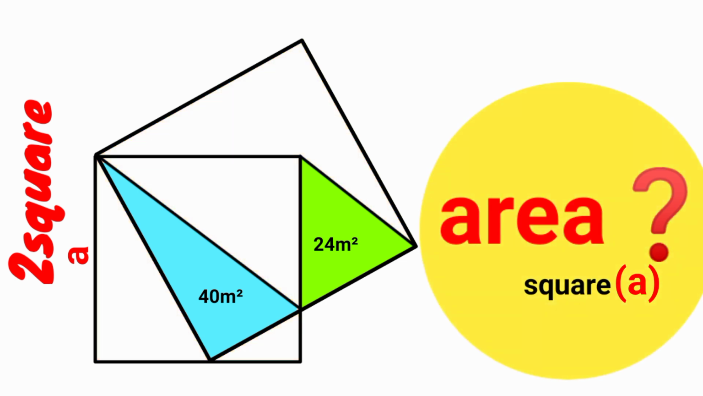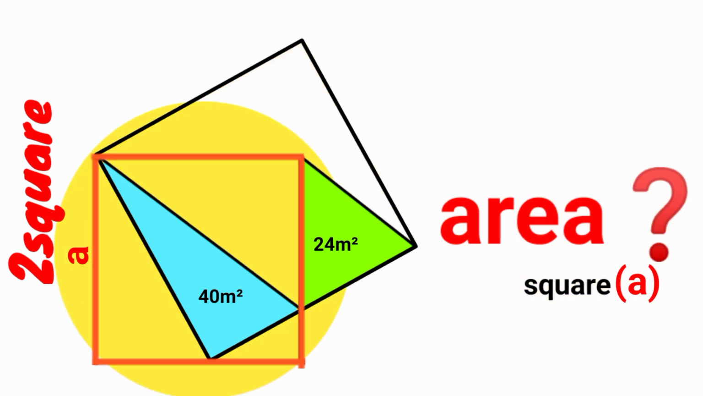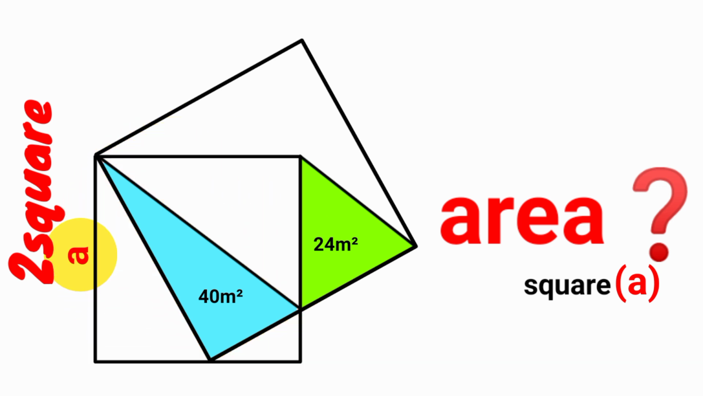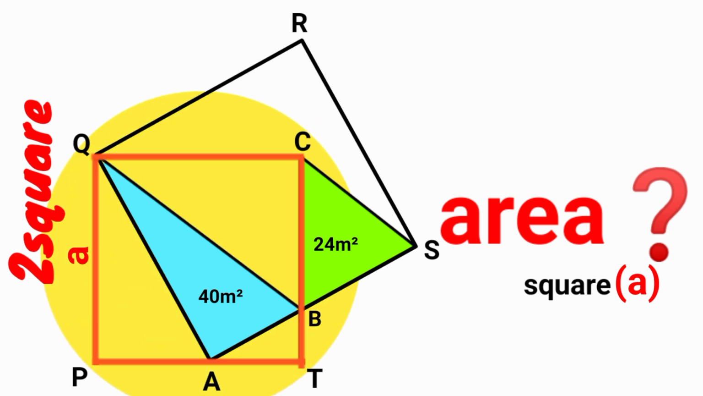We are to calculate the area of this square-shaped quadrilateral with the length A. Let's label the points. Say this is P, this Q, this R, this S, this T. Say here A, this B, and this C. So we are to calculate the area of this square CPQT.